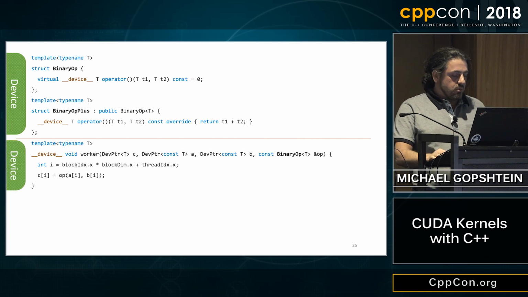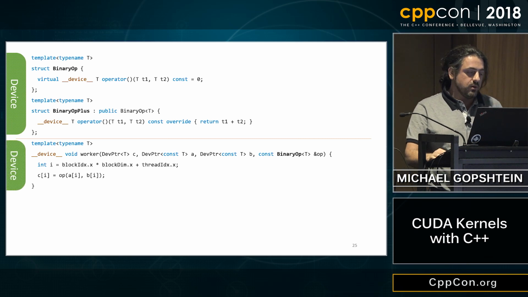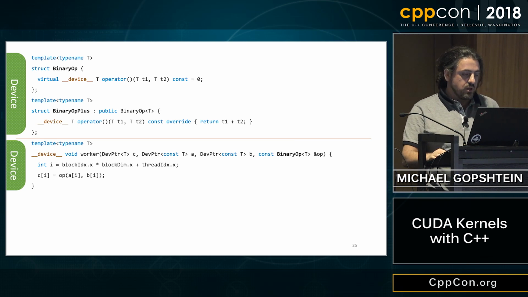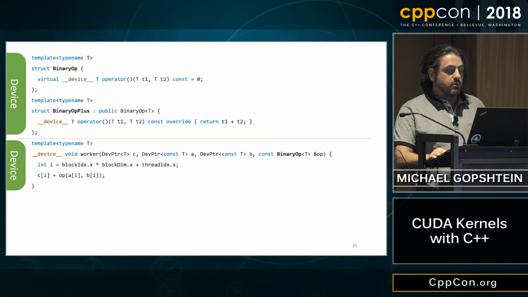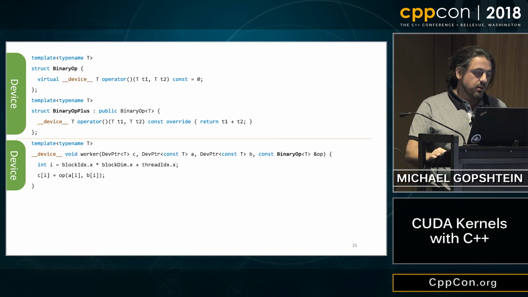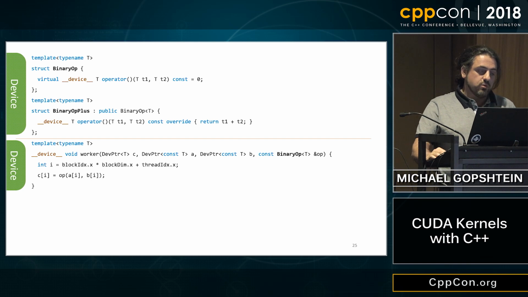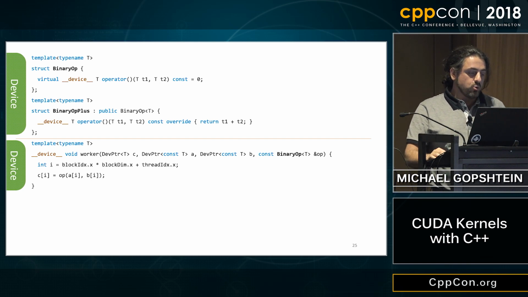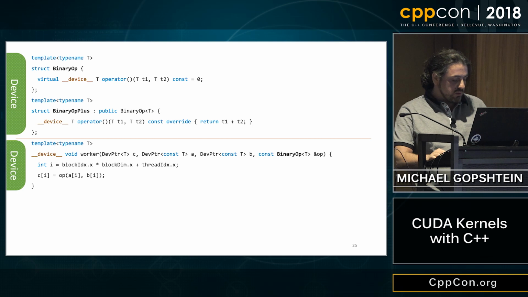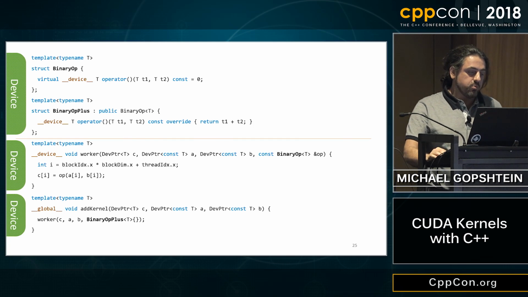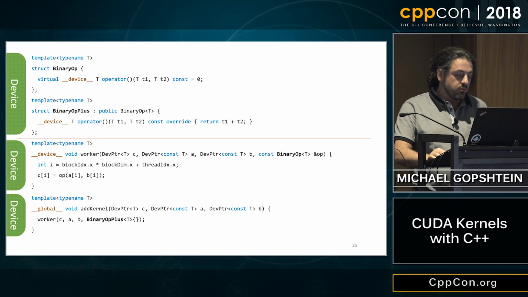And now, on device side, we can have some worker function, which basically gets all the vectors A, B, and C, and also gets a reference to an interface. And inside, it will use the interface via the virtual function, and will call the correct operation of the provided implementation. And now our add kernel function can create an instance of binary op plus inside and just invoke the worker function.